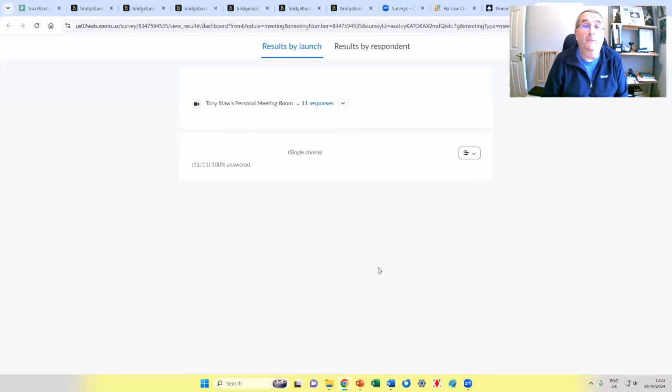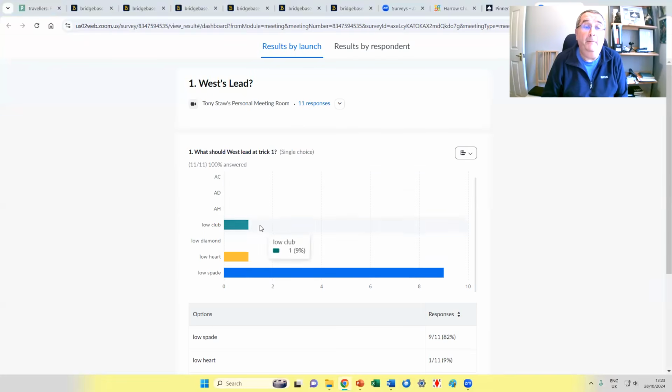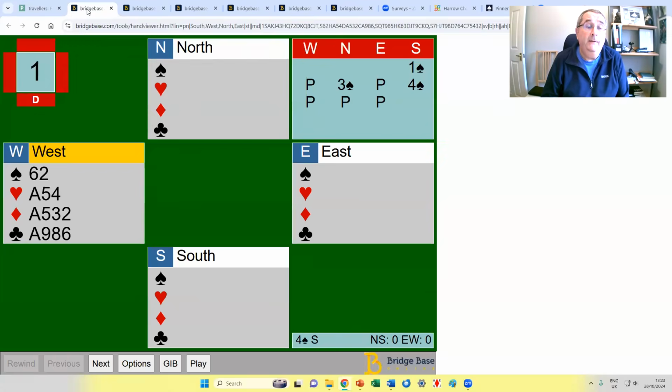And nearly everyone has gone for a low spade, with a couple of people picking a low heart or a low club. And yes, I agree with you. The problem with leading an ace or leading away from an ace here is that it may well help declarer. You should realize that your partner's probably pretty weak here, and you should really be playing as passively as possible to make sure you save your aces to capture declarer's honors.